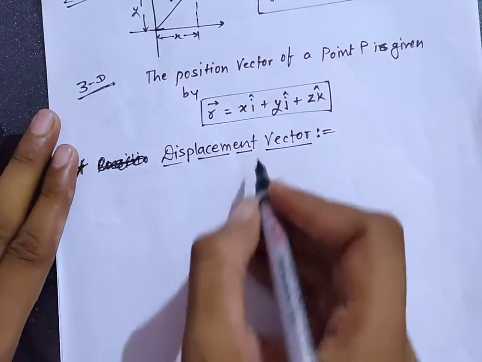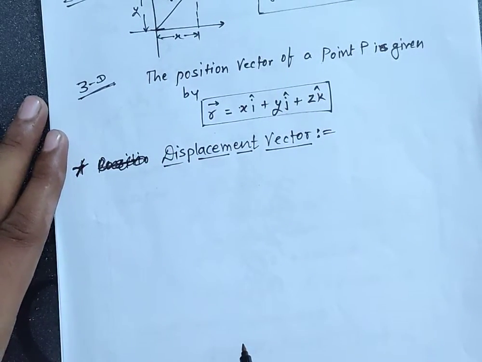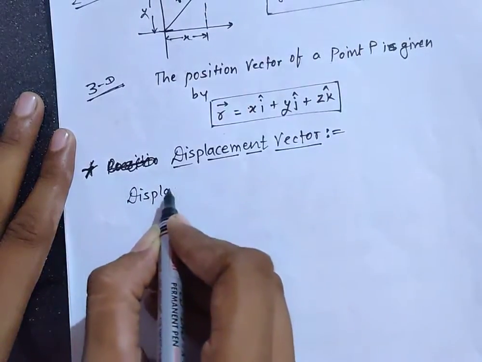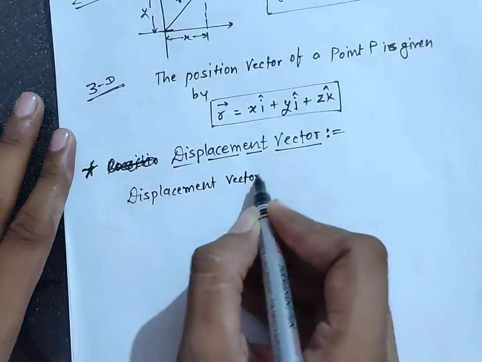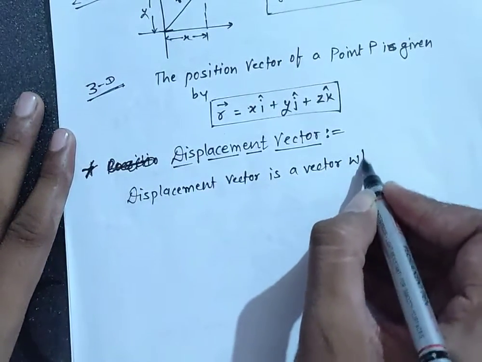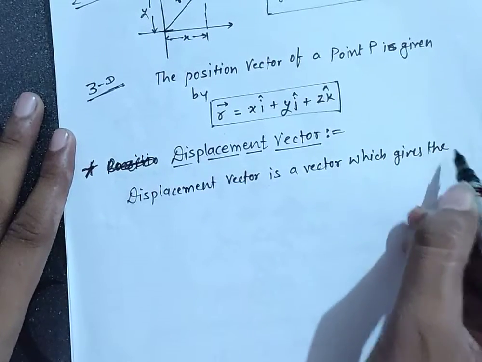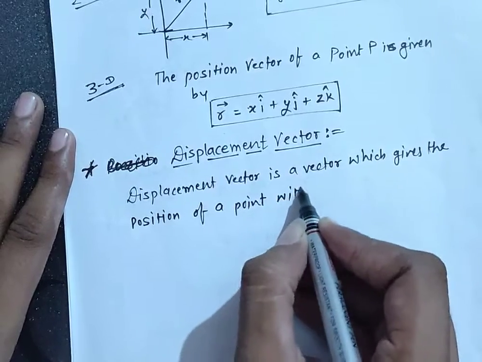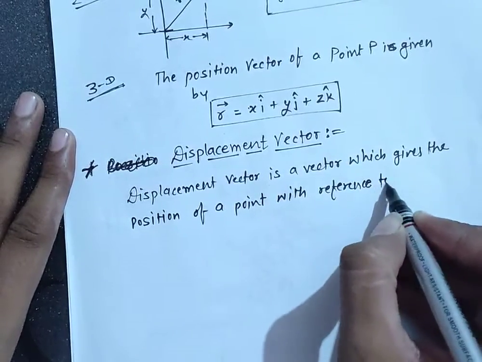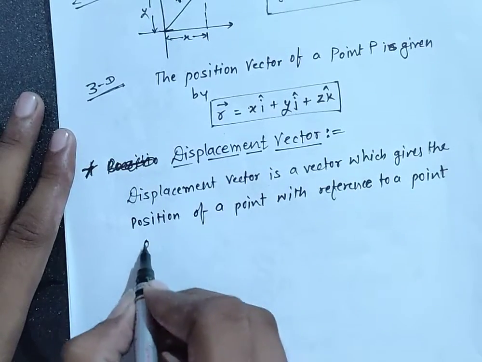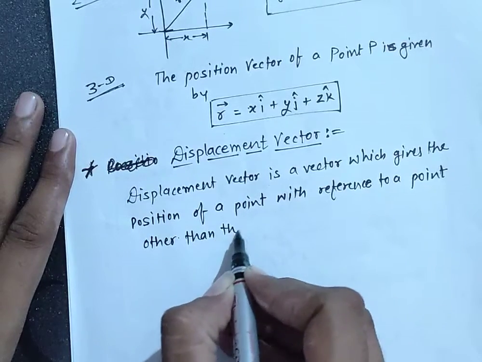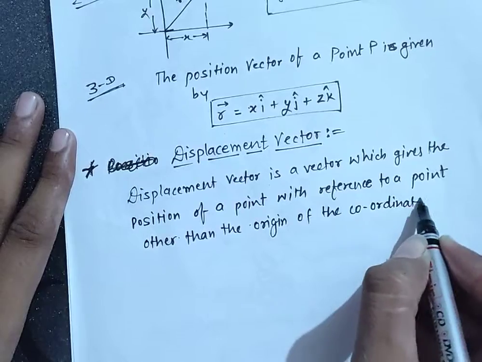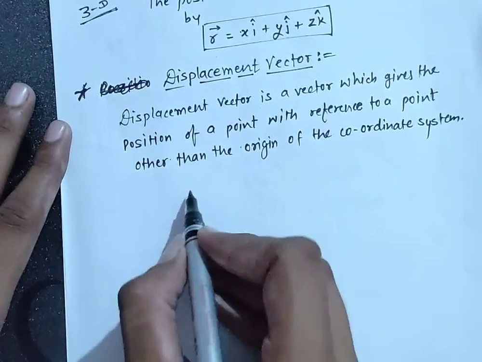Let's understand the displacement vector. Displacement vector is a vector which gives the position of a point with reference to a point other than the origin of the coordinate system.